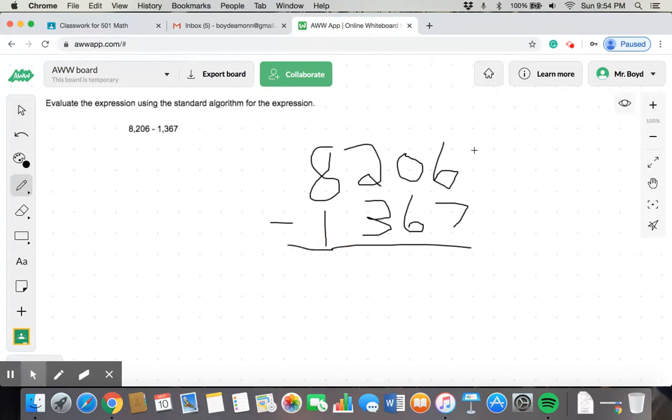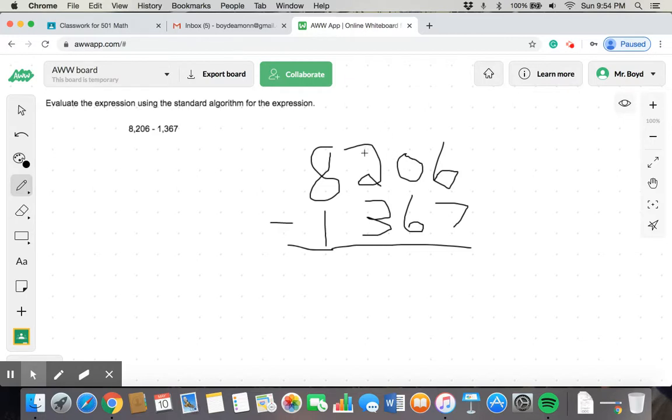Now again, we will start with the ones just as we do in addition, but if you look here, I cannot take 7 away from 6. If I only have 6 of something, I can't give away 7 or take away 7. So I'm going to have to borrow. Now if I look at the next place value over in the tens where I'd borrow from, it's a 0, so I can't borrow from there.